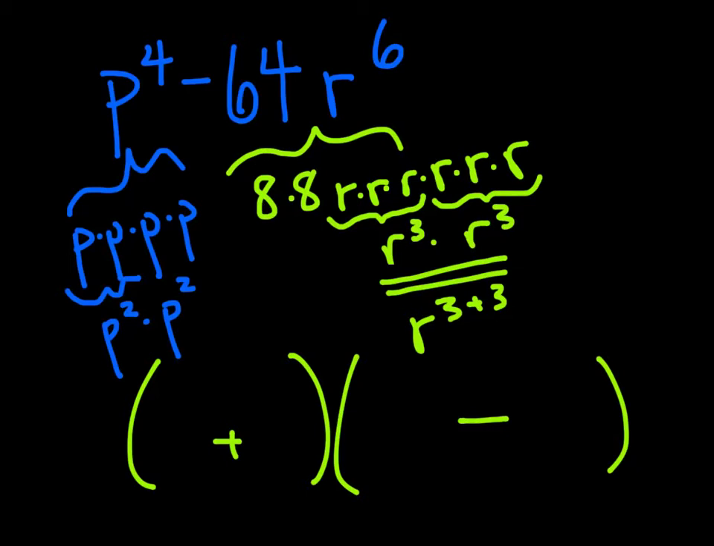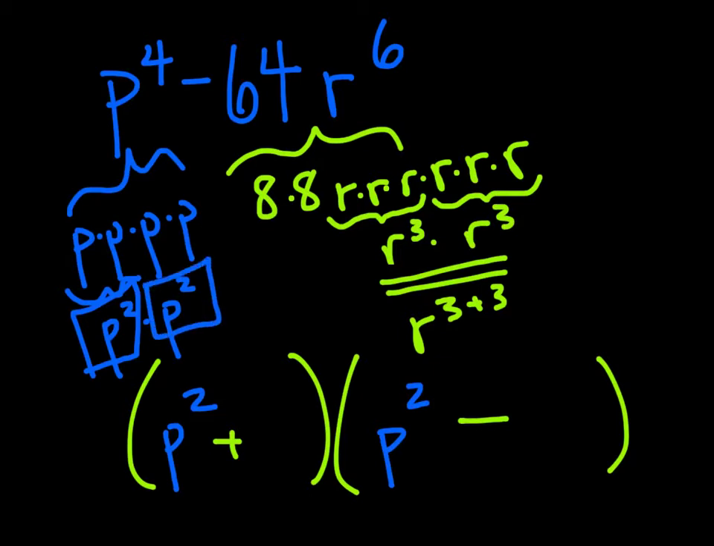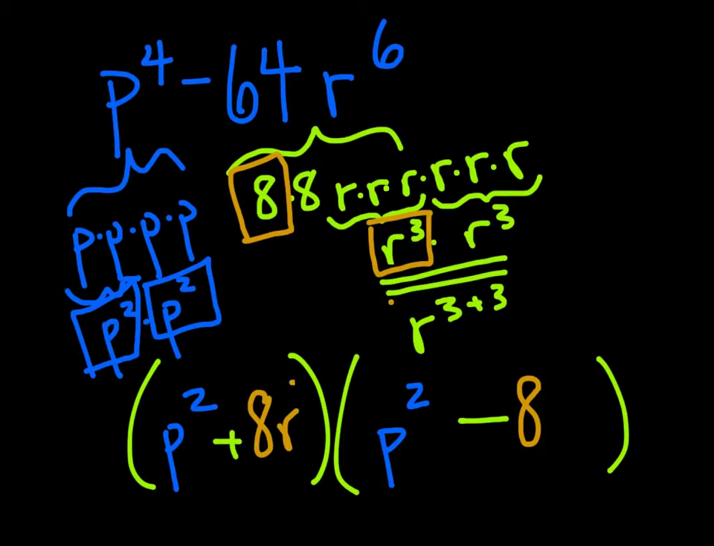To start out with, I'm going to put my a term in. So I'm going to put a p squared in, and I'm going to put it in on both sides. Might as well, right? Take care of those. And now I need to take care of my b term. I have an 8 that I have to deal with, and I'm going to put that on both sides. And then we have r to the third and r to the third. So now we're done technically.